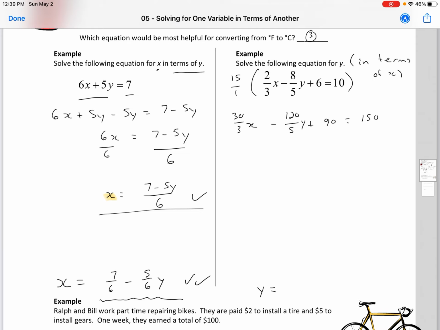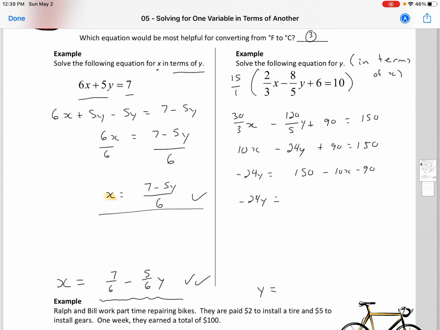And at first glance, it just looks like I've made the numbers bigger, but if you simplify the fractions, you'll see that 10x minus, let's see, 120 divided by 5, maybe you got to go to your calculator, 24y plus 90 equals 150. So that clears out all the fractions, and now I just want to do that last thing, which is solve for y in terms of x. So I'm going to bring these two terms over. 150 minus 10x minus 90.